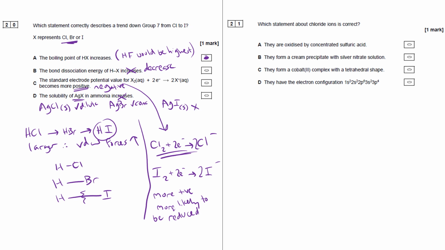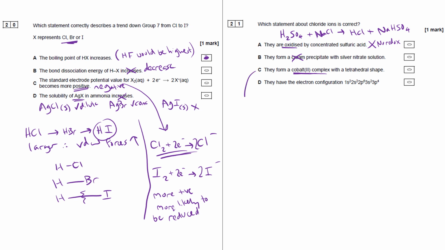Question 21. Are chloride ions oxidized by concentrated sulfuric acid? No, they are not, because when you add chloride ions to sulfuric acid, you only form misty fumes, and it's not a redox reaction. Do they form a cream precipitate with silver nitrate? No, they form a white precipitate with silver nitrate.